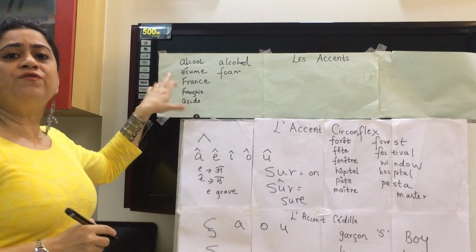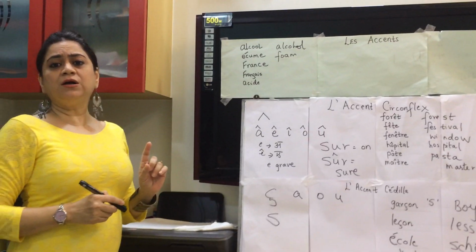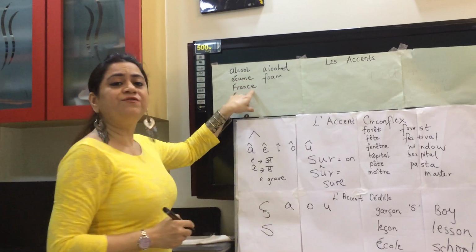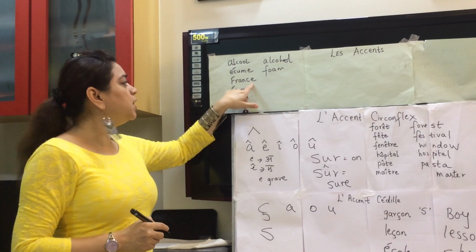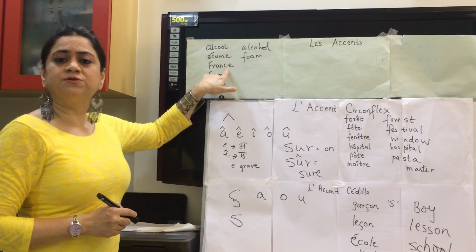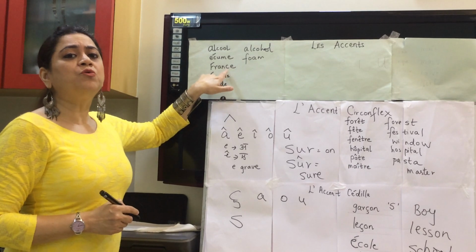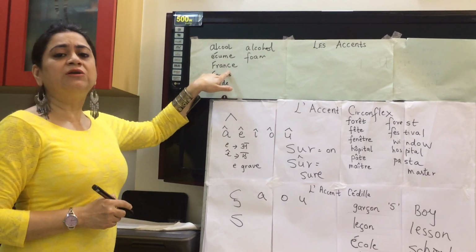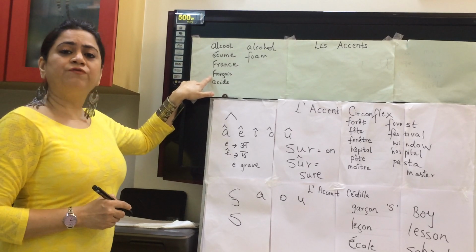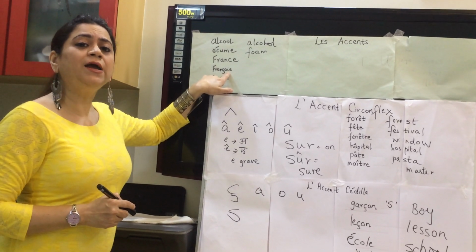But in case of an E and an I, it omits the cedilla and the sound is still S. Now, if we take France, this is pronounced as France. So it is still S because before an E and I, you cannot have the cedilla. Similarly, if I take Français, there is a C cedilla because it's followed by A.